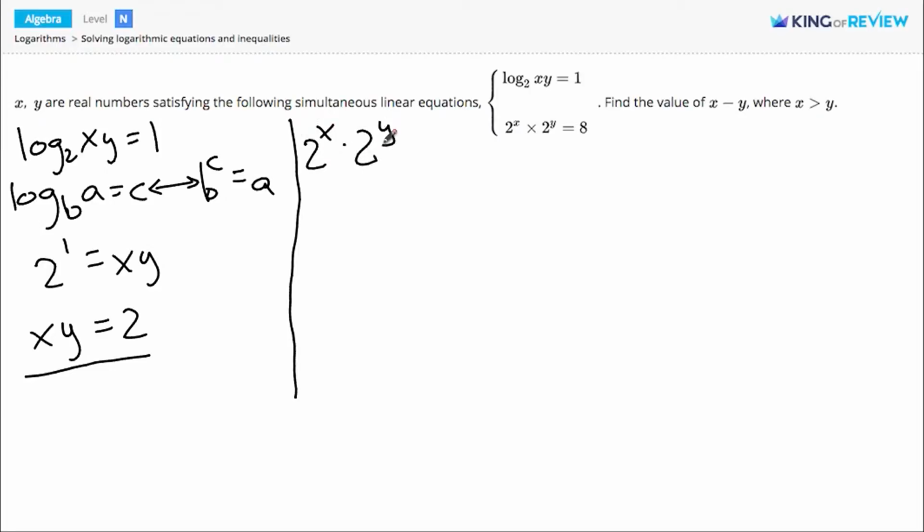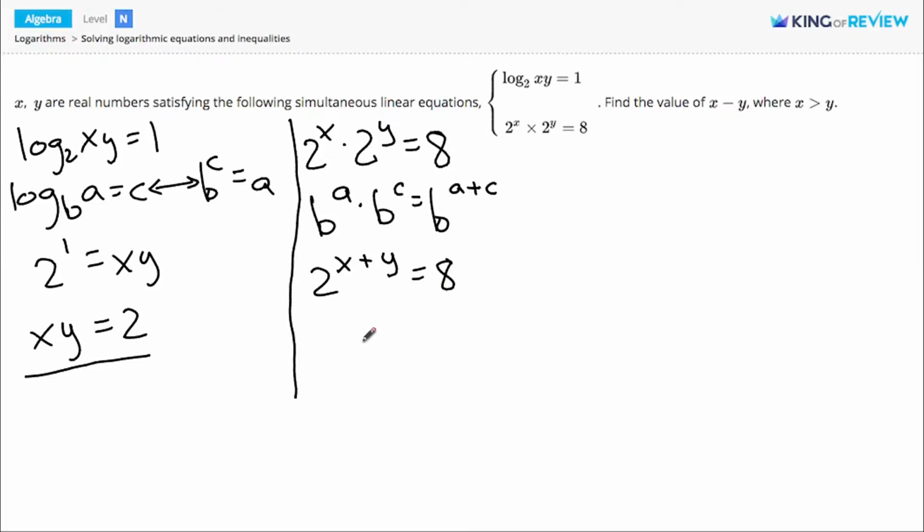Here, x and y are in exponents rather than a log, so we need a property of exponents. And there's a nice property of exponents that says if we have some base b to the a power times some base b to the c power, that's the same thing as that base to the a plus c power. If we use that property in our equation, we can get 2 to the power x plus y is equal to 8.